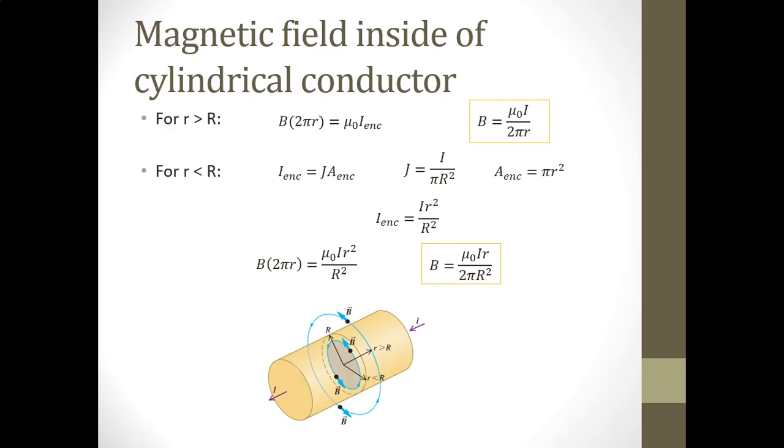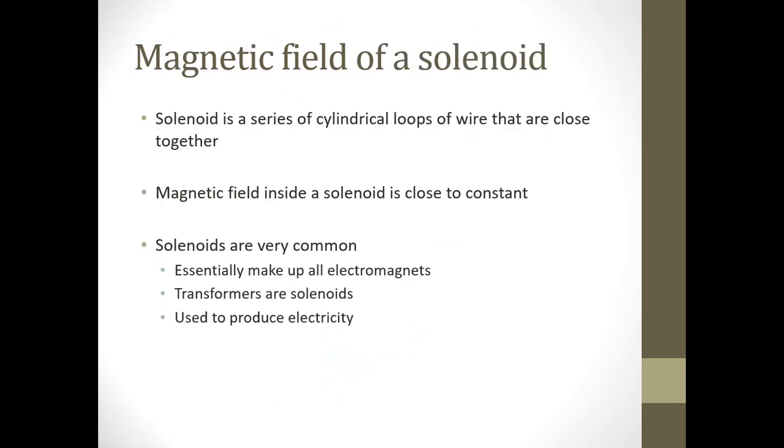The second application that I have to do is to look at the magnetic field of a solenoid. So what a solenoid essentially is, it's a series of cylindrical loops of wire that are close together. So think of taking a slinky, particularly a metal slinky, and putting current through it and stretching the slinky out a little bit. So the individual loops of the slinky don't touch each other, but you have these cylindrical loops of wire that make up the slinky.